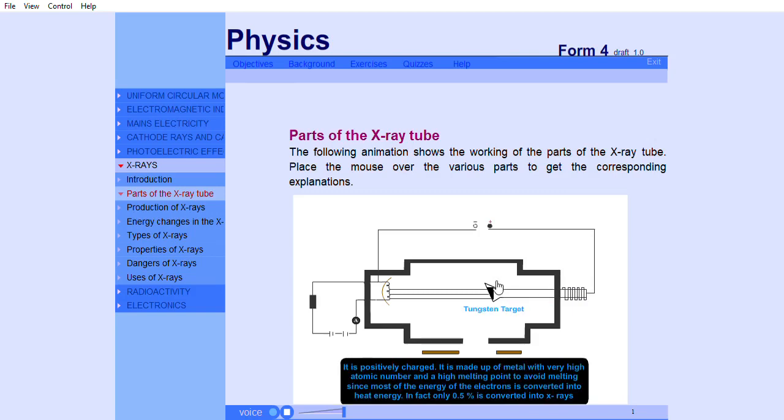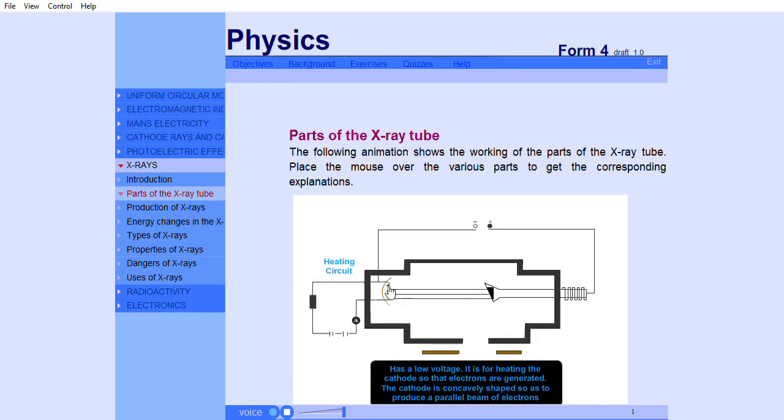The tungsten target. It is made up of a metal with a high atomic number and a high melting point to avoid melting, since most of the energy of the electrons is converted into heat energy. About 0.5% is converted into X-rays.